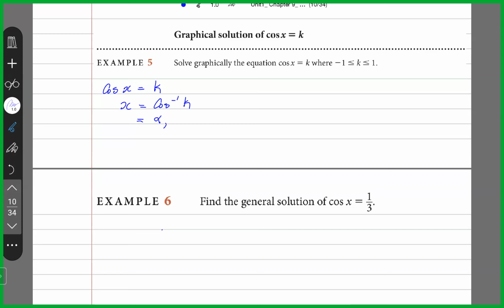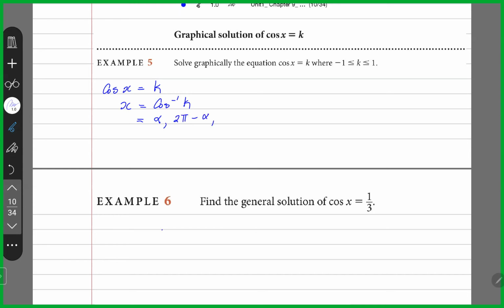In other words, alpha is our reference angle. Now, if alpha is our reference angle, the next quadrant in which cosine is positive is the fourth quadrant. In the fourth quadrant, the answer is going to be 2 pi minus alpha.